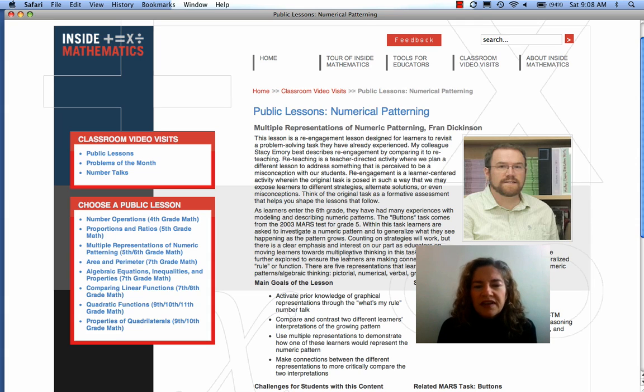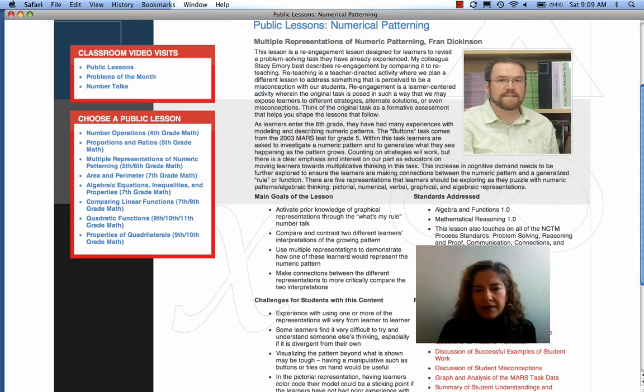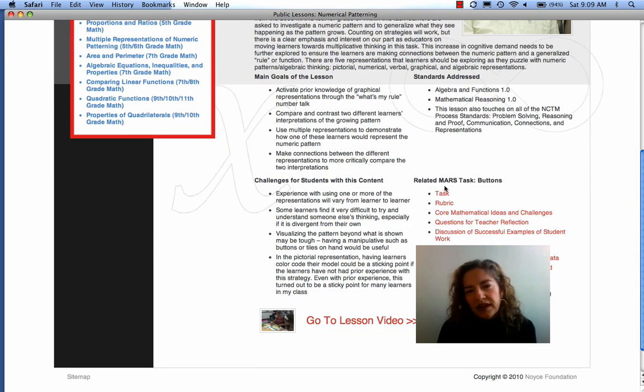And then they go into this task, the Buttons task, in which there is a growing pattern. So I'll take you into this. Just like with the others, this has the entire set of resources that has to do with it, the entire packet, implications for instruction, the task, rubric, and so on. And the challenges really are that we want to have them use these multiple representations, a pictorial and a verbal representation as well as a mathematical representation, to demonstrate how to represent this numeric pattern.